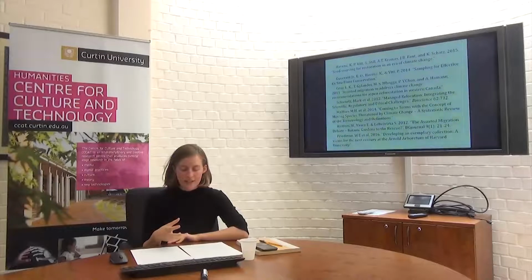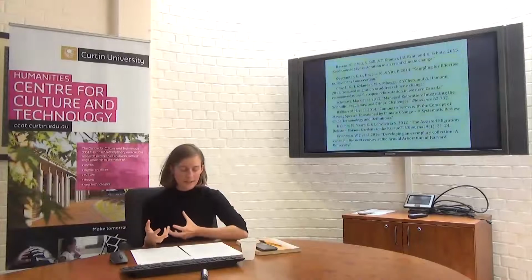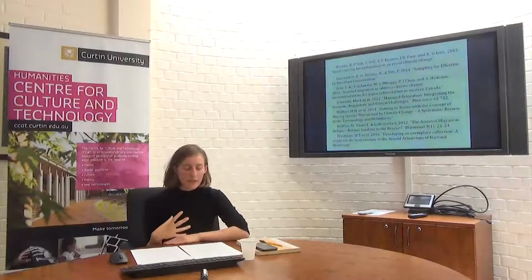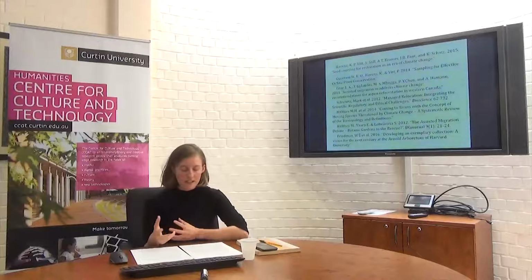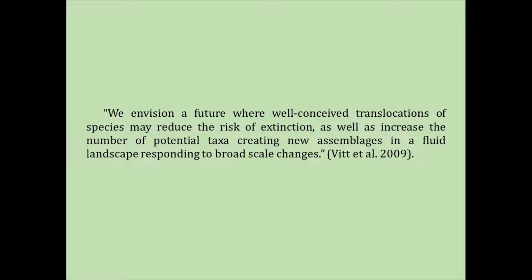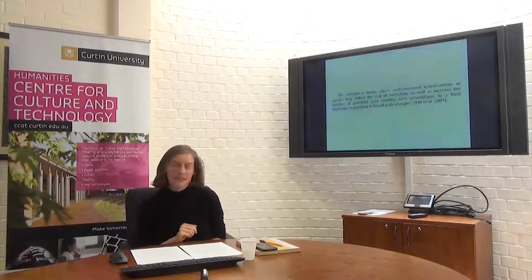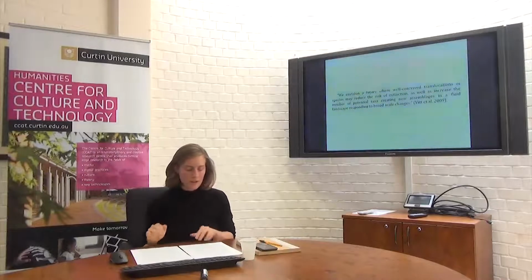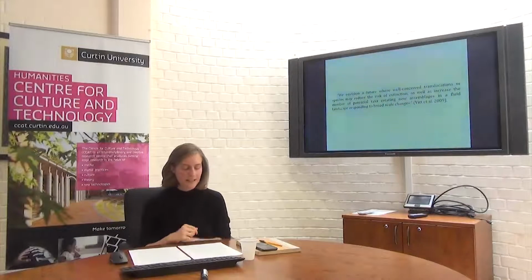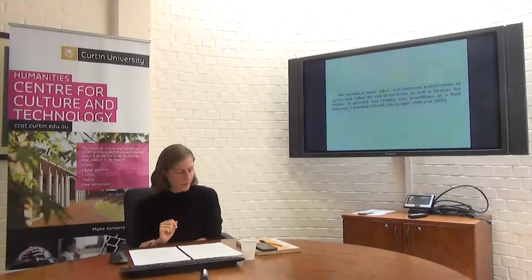So if managed captivity or suspension is becoming a sort of testing ground for future managed landscape, then what is learned from this sort of supervision might pave the way for a remaking of nature as something mobile that can be stitched back together by exerting a finely calibrated control. As one of the articles I've studied says, "We envision a future where well-conceived translocations of species may reduce the risk of extinction, as well as increase the number of potential taxa, creating new assemblages in a fluid landscape, responding to broad-scale changes." And in this case, nature recombinant is something that can be had for movable parts in a moving landscape.